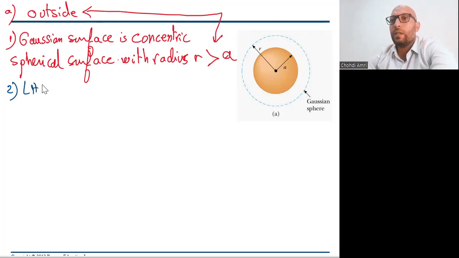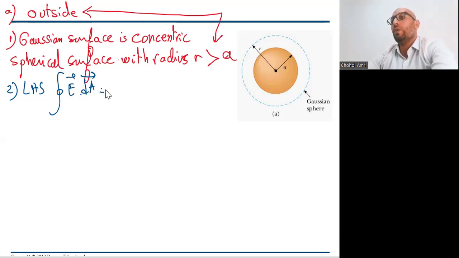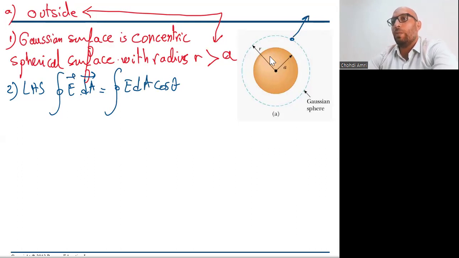Then the left-hand side, we said, is the integration of the dot product between the vector electric field and the vector area A. So what will it be? It will be the integration of E dA cosine theta. If we take, for example, a point P on the Gaussian surface, the electric field at this point is outward because we are talking about a positively charged sphere. So this is the electric field.